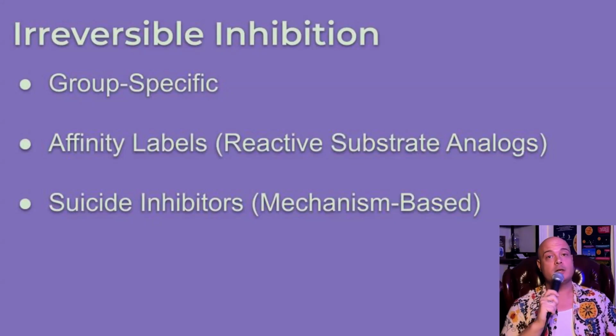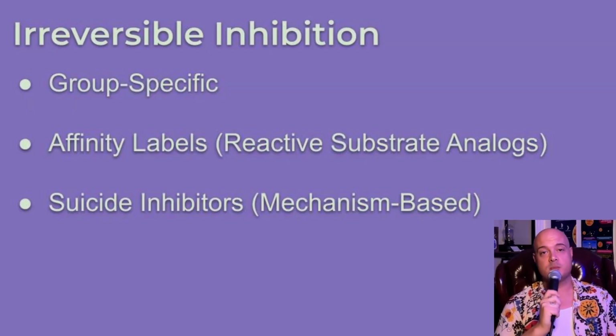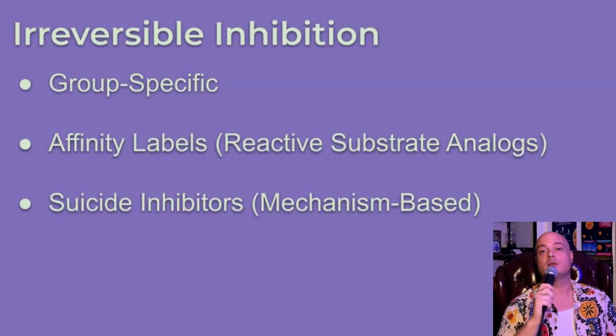All right, we're talking biochemistry and we're talking about irreversible inhibition. We've got three types of irreversible inhibition: group specific, affinity labels, also known as reactive substrate analogs, and suicide inhibitors, also known as mechanism-based inhibitors.